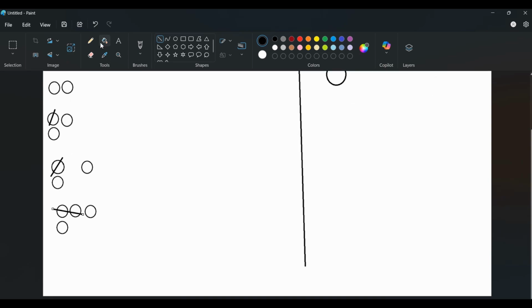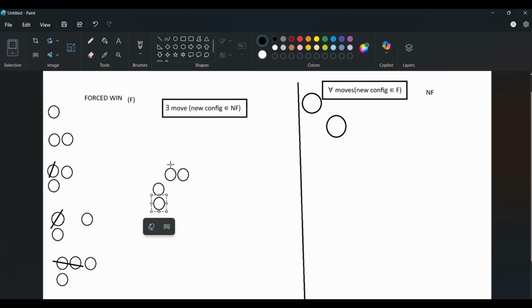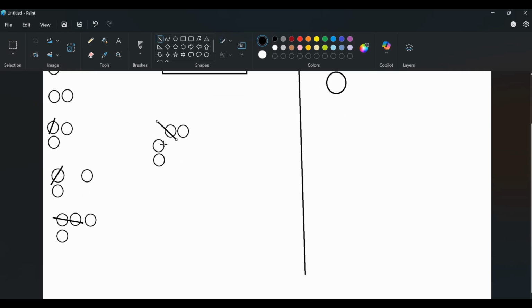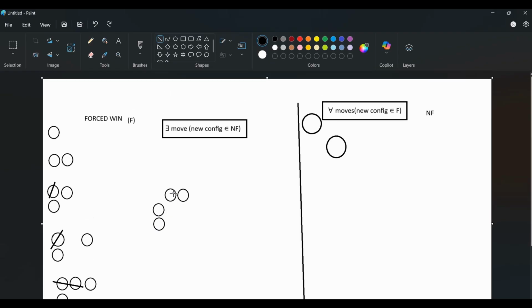Let's see. What about this? So let's analyze if there's a way to remove tokens for the new config to be in NF. If I remove this, then yeah, this new configuration is this which belongs to F. Similarly with this, if I remove this, yeah, this still belongs to F, and same case as this. If I remove both of these, then this belongs to F. Same thing with this. So because any move that I do on this configuration, the new configuration belongs to F.